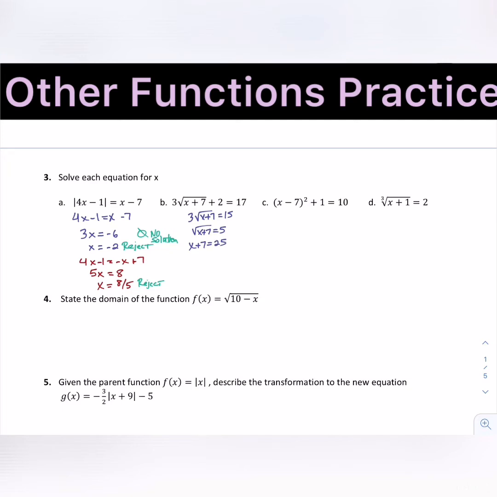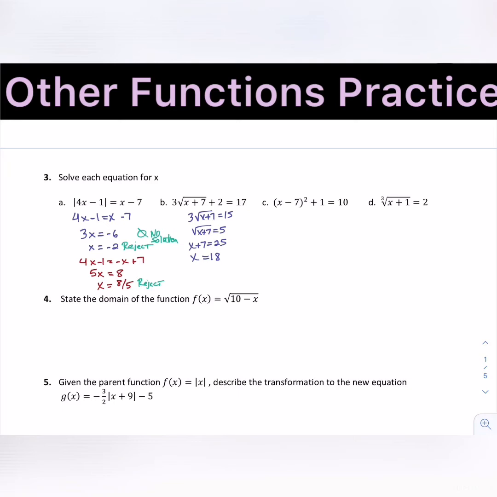So x plus 7 equals 25. And then if we take away 7 from both sides, we're going to get x equals 18. And that is the solution. We're going to plug in 18 for this x. That gives us the square root of 25 is 5. 5 times 3 is 15, and 15 plus 2 is 17. So that one checks out very nicely.